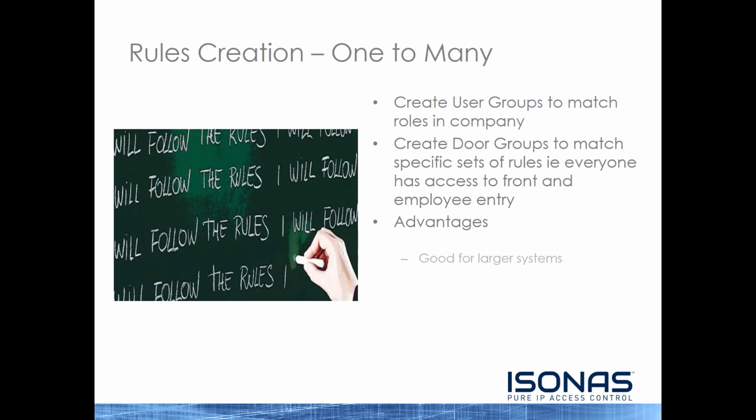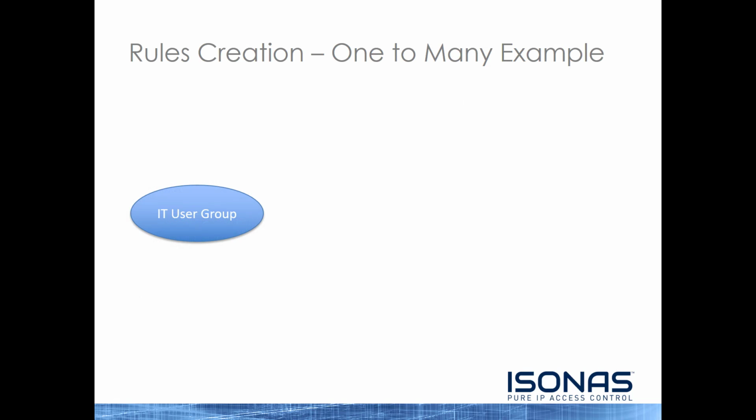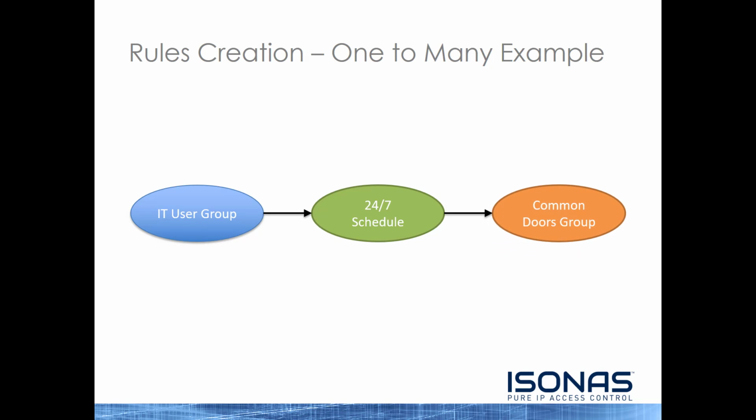The advantages of this: good for larger systems. It limits door overlap in groups and speeds up updates. The disadvantages are it can be confusing to end users at first. So let's take a look at an example of this. Again, we have our IT user group here, a 24/7 schedule, and we're going to give them access to the common doors group, so the front door and the employee entry that everybody has access to.